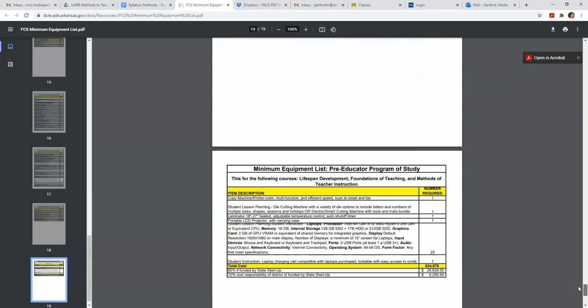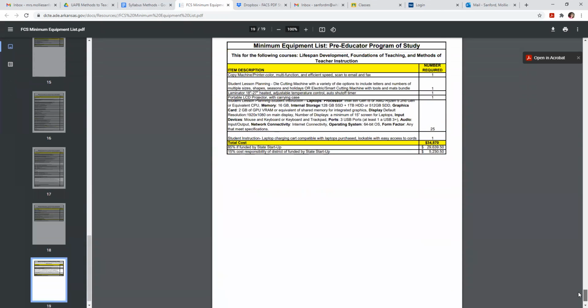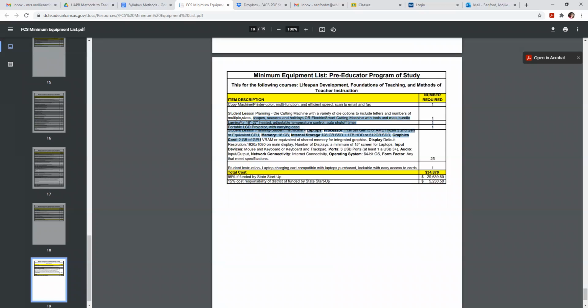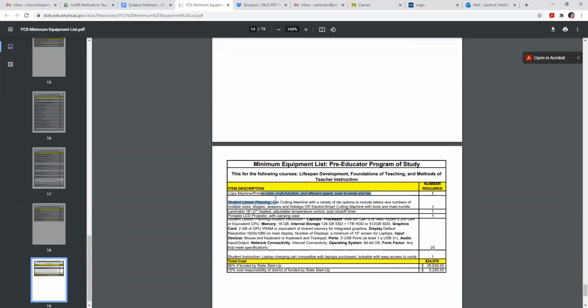And then this is the pre-educator one. I have this pathway too, and I have these things. I have a laminator, printer, die cutting machine. That's the little shapes where they cut out letters and shapes for bulletin boards.